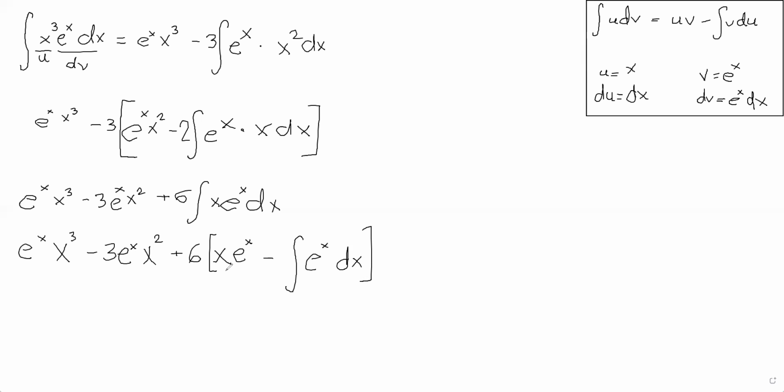So I'm going to distribute, and I'm going to be really lazy. I'm going to distribute this plus 6, but I'm just going to remove the brackets and then adjust things where necessary. So if we distribute it to the first term, this is going to turn into 6x e to the x. But if I distribute it to the second term, it's going to turn into a minus 6 times whatever the integral is. So now we are in good shape. We have one more integral to do. So it's going to be e to the x times x cubed.